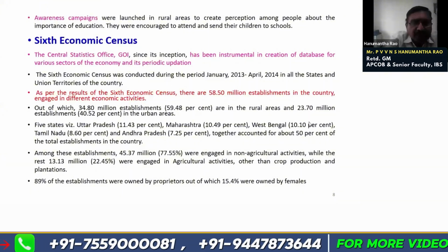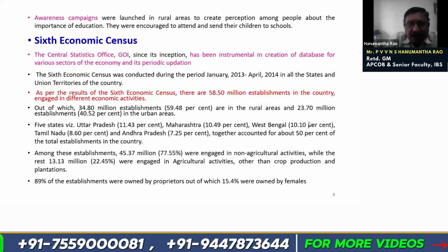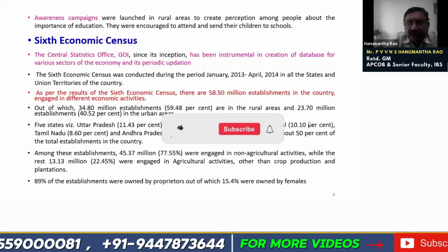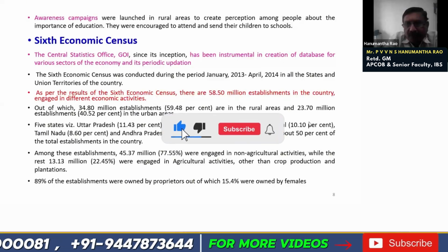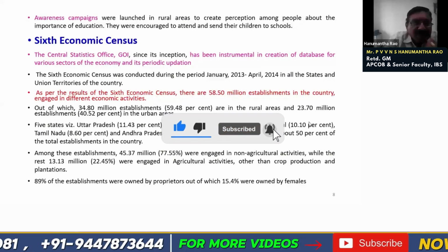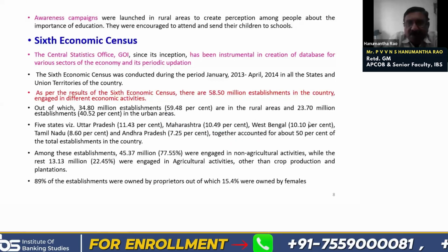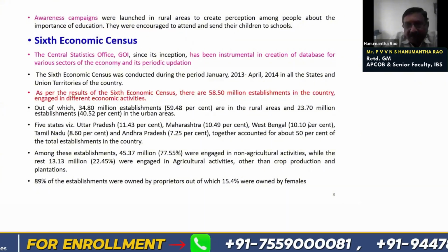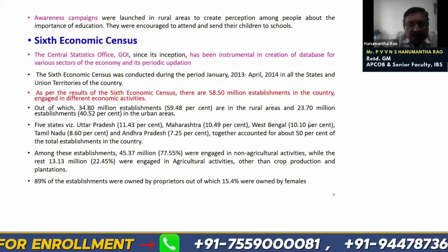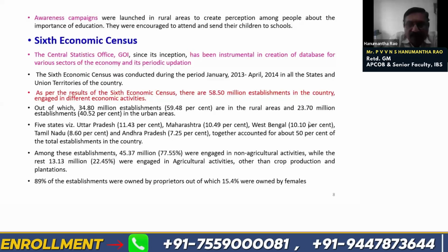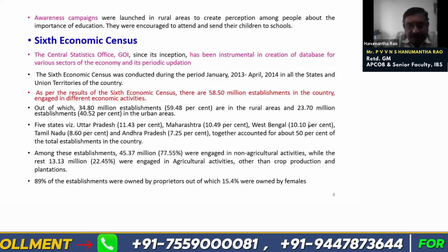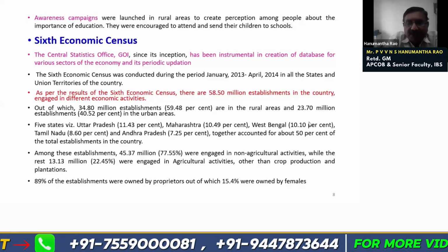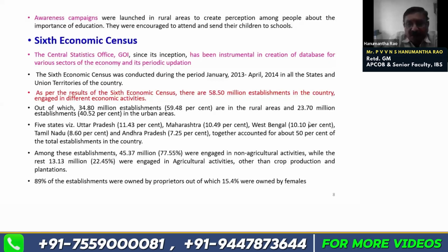Friends, next one is 89% of the establishments are owned by proprietors, out of which 15.4% were owned by females. So out of total establishments of 34.80 million, 89% of those establishments are owned by proprietors. Out of this 89%, 15.4% is of the female owned establishments.